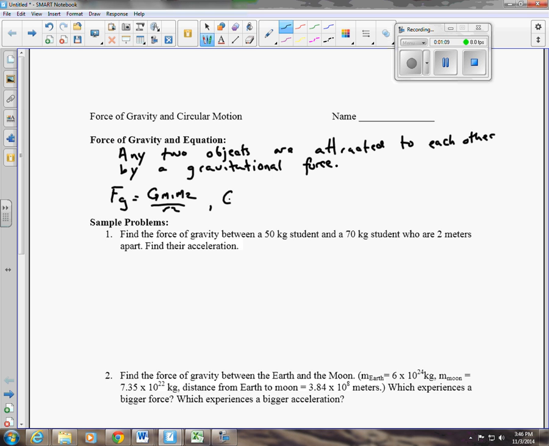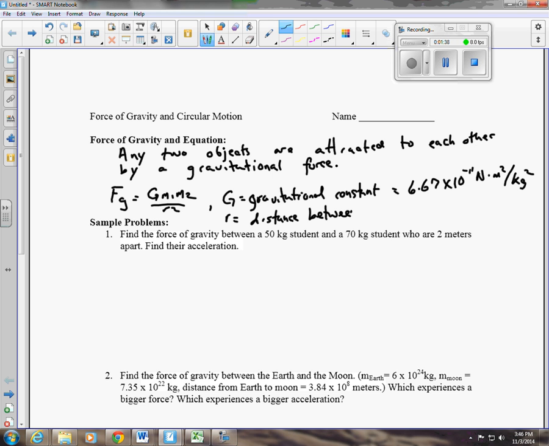The G is the gravitational constant, which is 6.67 times 10 to the minus 11 newton meters squared per kilogram squared. And R is the distance between the centers of the objects.